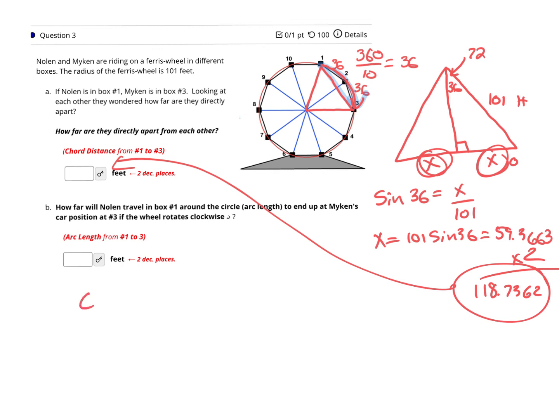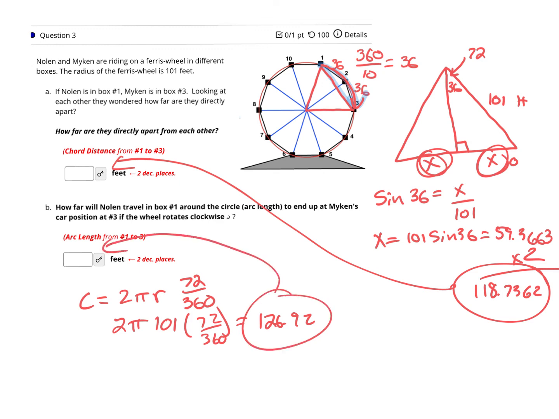Well, that's just part of the circumference. So we know that's 2 pi r for the circumference times the fraction of the circle. Well, the fraction of the circle is 72 over 360. So that's 2 times pi times the radius times 72 over 360. And when you do that, you're going to end up with 126.92. And that will be my answer for that one.